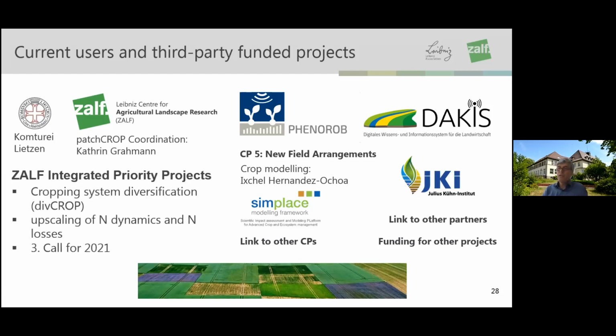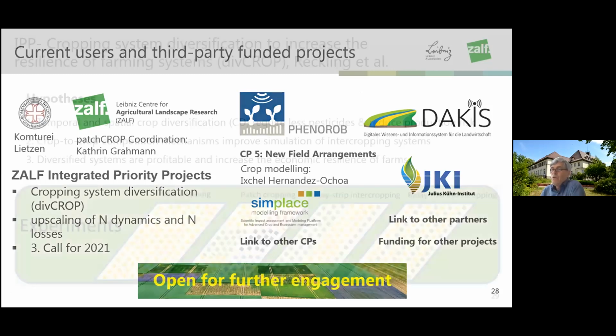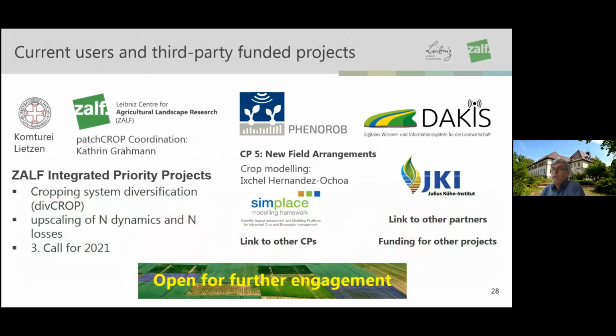As far as other projects are concerned, we at ZALF have funded 2 other projects, size of 1 million euros for both projects, on cropping system diversification and on upscaling N dynamics and N losses. And we're preparing a 3rd call this year in order to substantiate the research activities as well. But the whole platform is open for further engagement. So it lives really from the engagement. The more people we engage in that, the more valuable the data anyone takes will become, because the value is really in the integrated use of the data and production of the data that you produce.